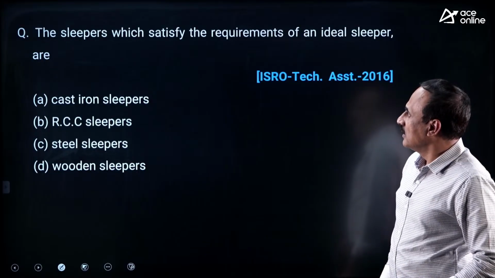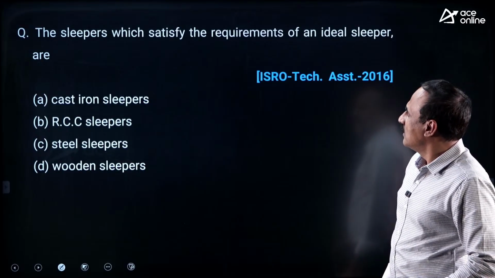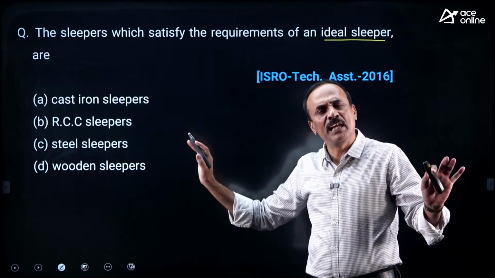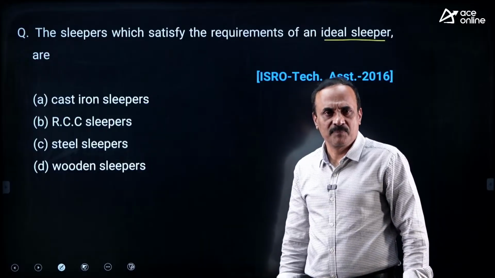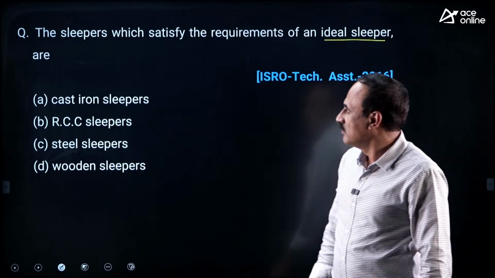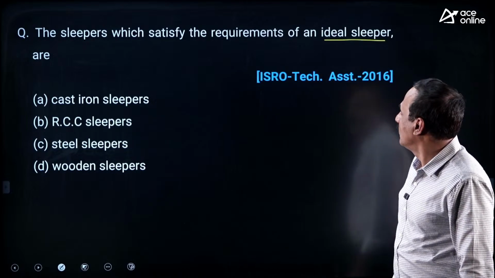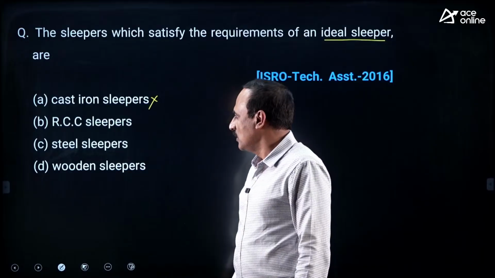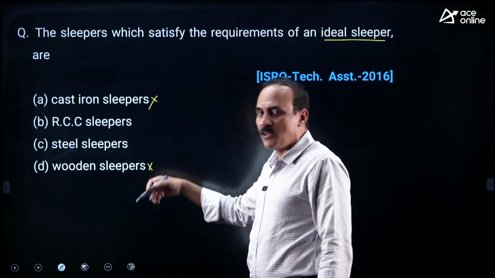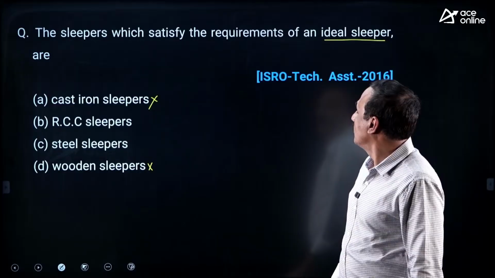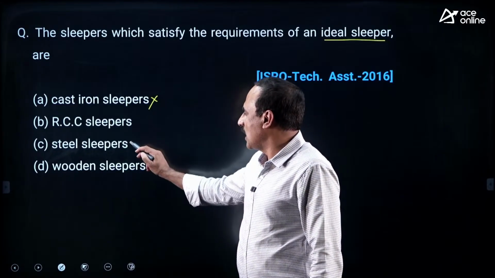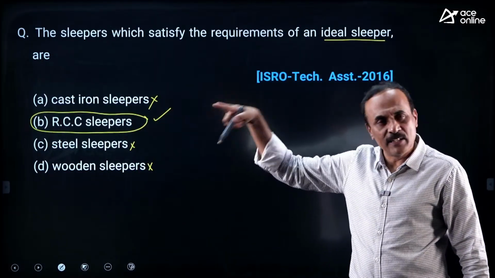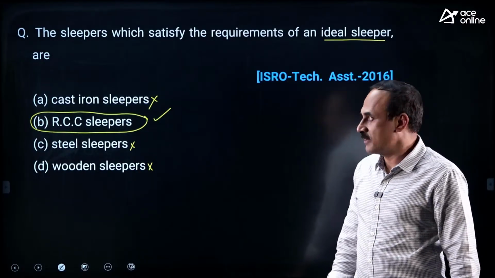Try this question. The sleepers which satisfy the requirements of an ideal sleeper are, by process of elimination, a very general question. Murali, give me the answer. Ideal sleeper: cast iron may break away easily because of impact load. Cast iron nobody is using, wooden sleepers also gone outdated, nobody is using. Steel also gone outdated. Nowadays RCC sleepers are being used. Even though they are saying RCC, it is pre-stressed only by linear pre-stressing.